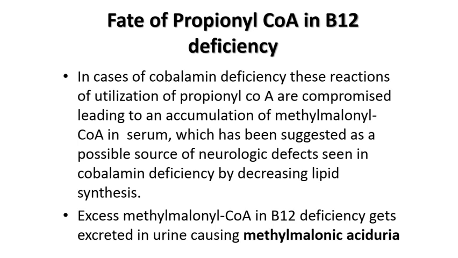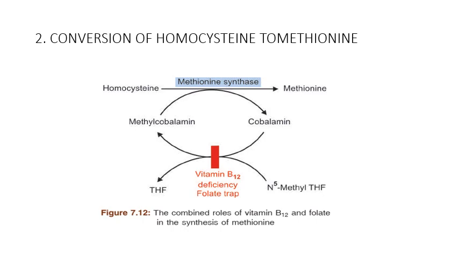I have already discussed methylmalonic aciduria. If there is vitamin B12 deficiency, the conversion of methylmalonyl coenzyme A to succinyl coenzyme A does not occur, so it accumulates and is excreted through the urine. That is known as methylmalonic aciduria. Now the second important function is that vitamin B12 has a role in the conversion of homocysteine to methionine. This we have already explained in the folic acid functions also.